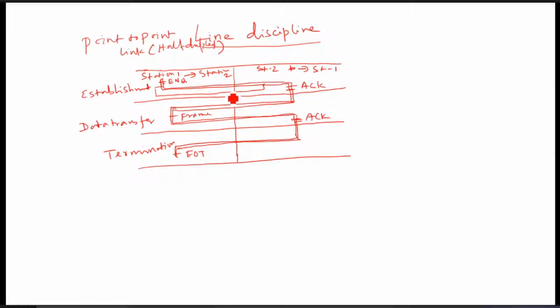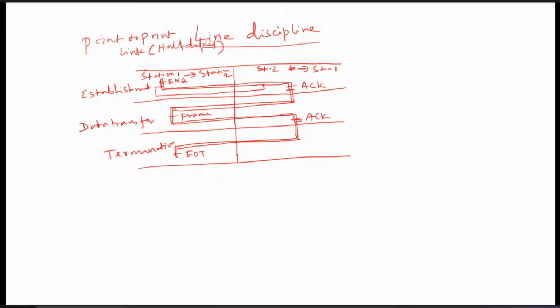This is the normal case. So station 1 first transmits ENQ to know whether station 2 is ready to receive the data. If it responds with the positive acknowledgement, then station 1 will transmit the data, and when the data are successfully received, station 2 will send the acknowledgement, and station 1 can send the EOT for termination of the exchange of data, right?